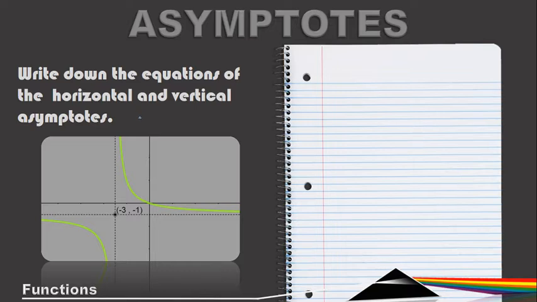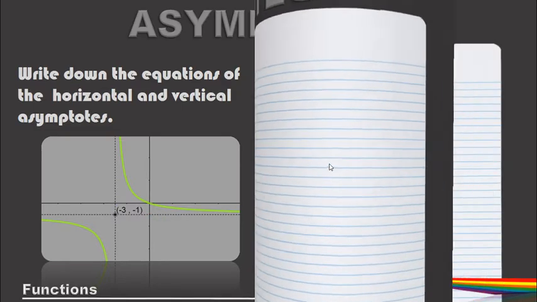So over here, write down the equations of the horizontal and vertical asymptotes. We have -3 for the x value. That means we have this -3 over here. So our vertical asymptote, the equation is x equals -3, and the horizontal is here at -1. So it goes through -1, so the equation there is simply y equals -1.